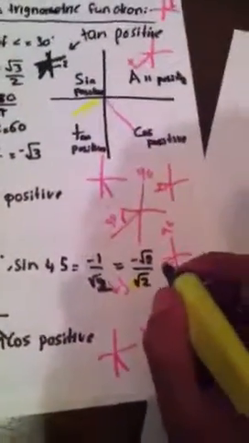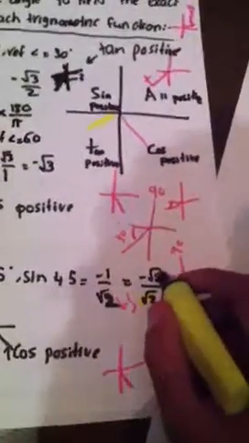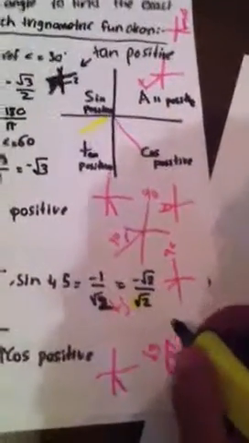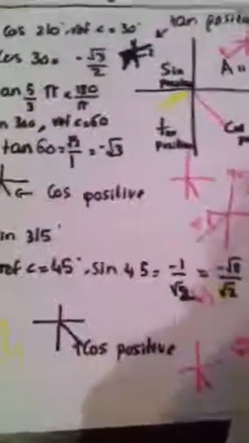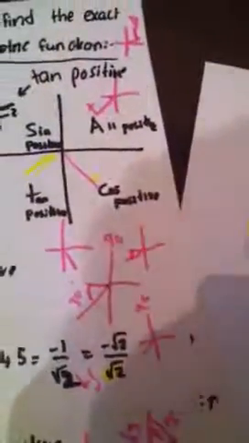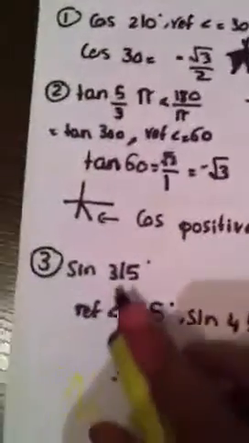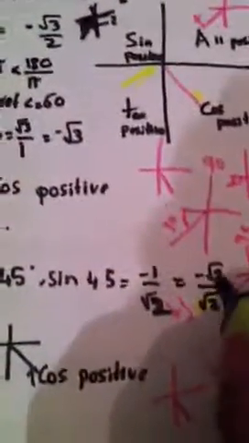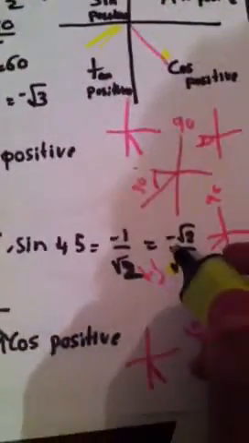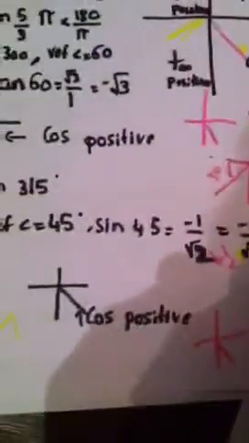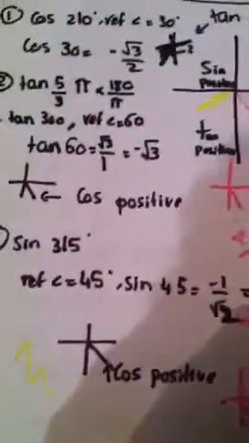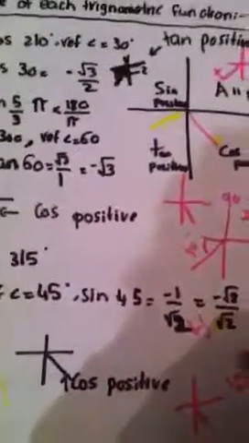Now we will answer whether it will be positive or negative. 315 is in the cosine part, here, and this is sine 315. So it will be negative, because it's not in the sine part, and only cosine is positive when in the cosine part. Now we have finished this part of the lesson.